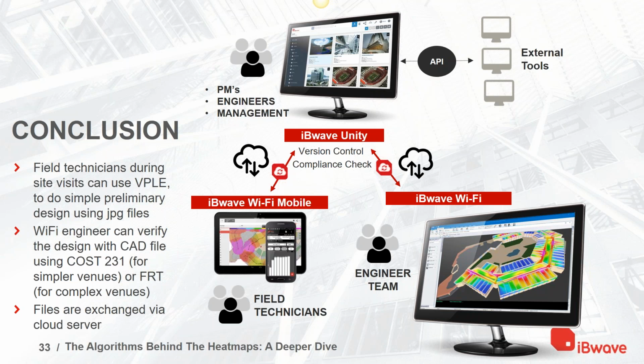So when the technician is done with the site survey, he would upload this to a cloud, and we have a product called iBwave Unity, which is our cloud and much more. Then the engineering team can download that and take a look at the notes, pictures, and preliminary design, get the venue in a CAD format, import it, and do the real design based on what the technician has given them. So this is how we envision all this. iBwave Wi-Fi will have all three algorithms. iBwave Wi-Fi Mobile would only have one, and so that's how we found a place for VPLE, and that's why we developed VPLE for field technicians.